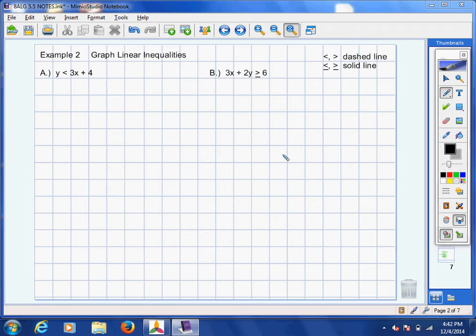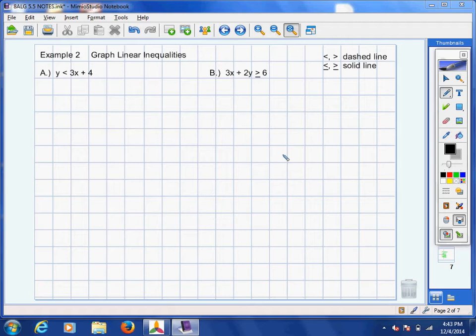We're going to talk about 5.5 example 2. Remember in the last video I showed you how to test a point to see if it works in an inequality. I hope that was a short little video for you. Today, in example 2, we're going to learn how to graph linear inequalities.